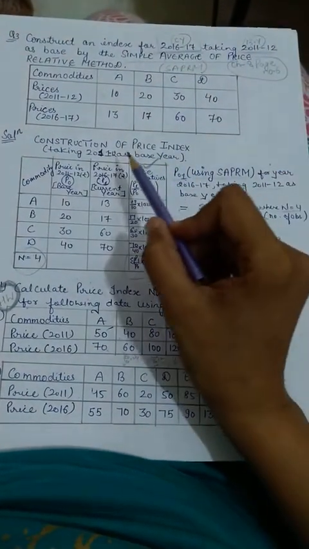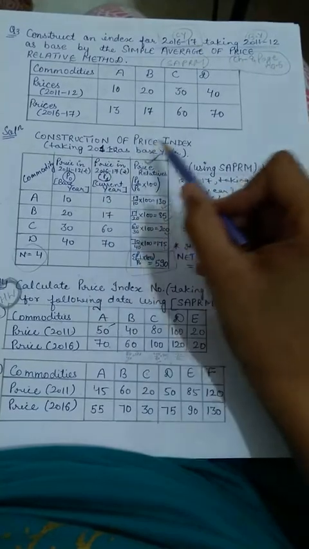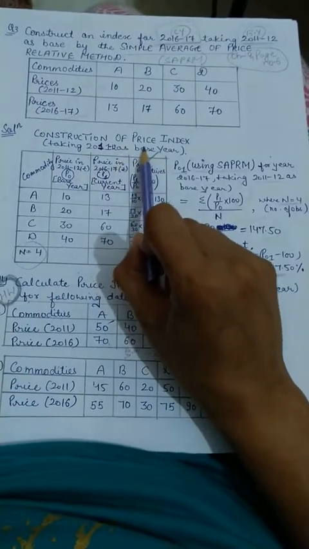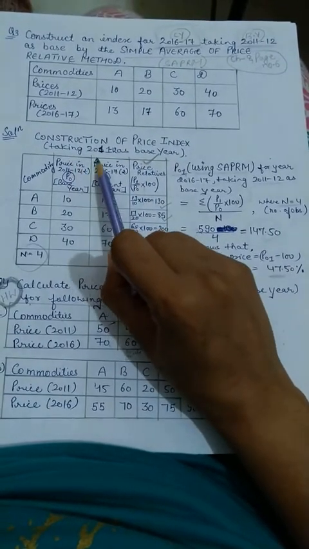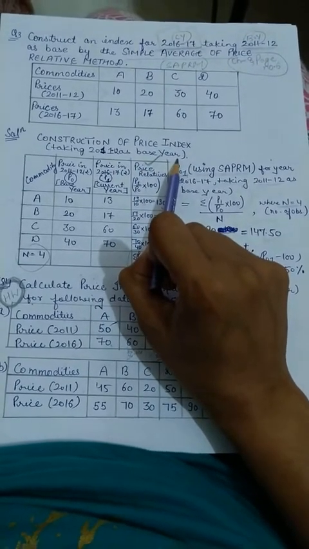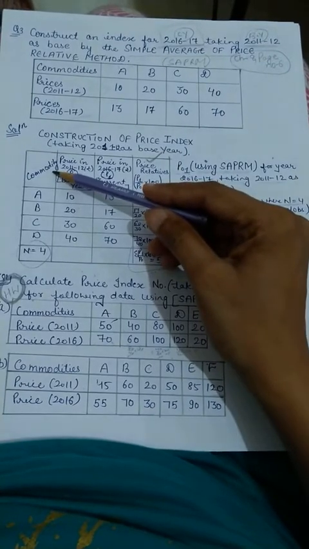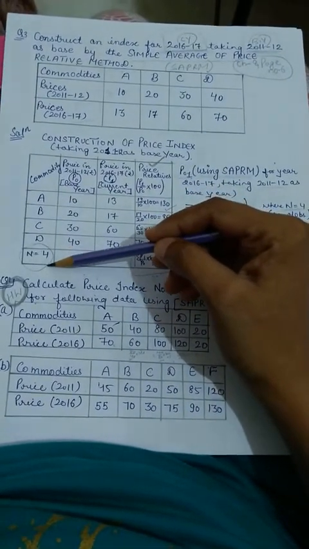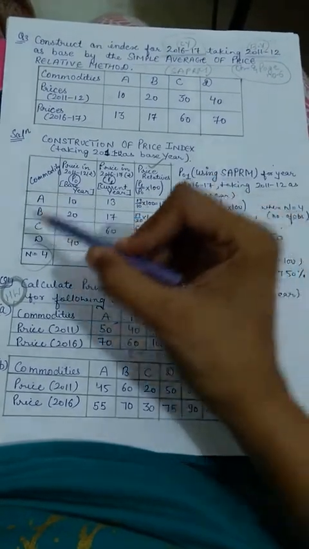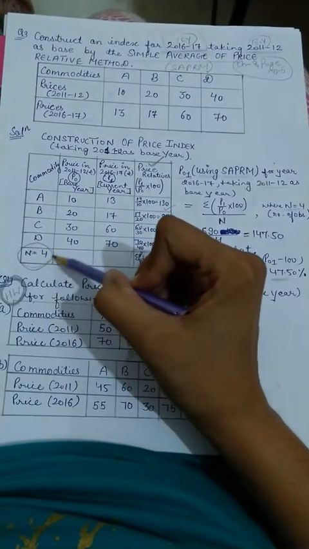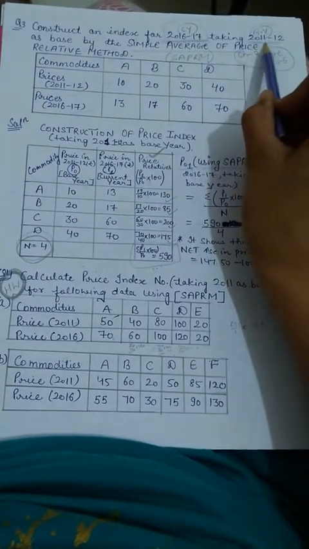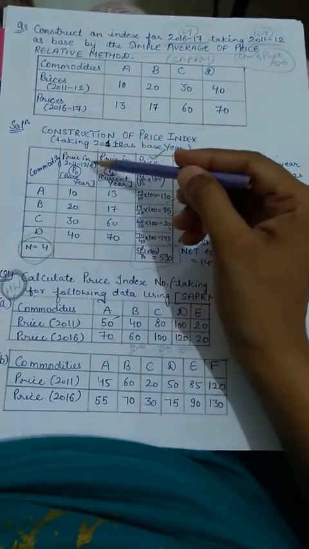Same as the question number 1 I have discussed with you. First of all, you have to write the heading for the table, that is construction of price index taking 2011 and 12 as base year. And here first of all it has been given to you commodity. You will count them and write how many they are: 1, 2, 3 and 4. So I have written here n is equal to 4. Then bachche, you know from the question 2011 and 12 is your base year. So you will write it down.